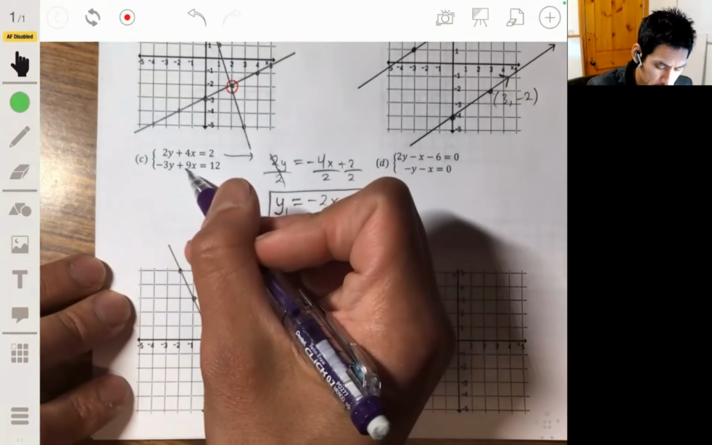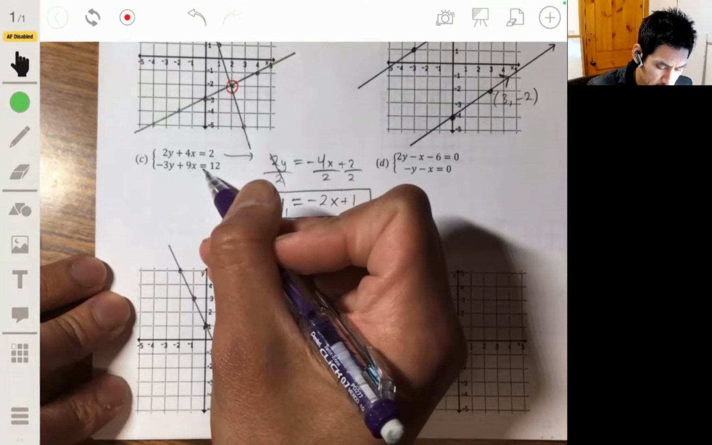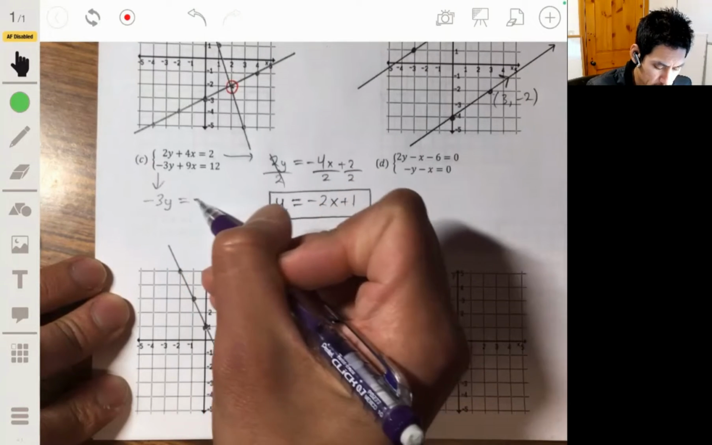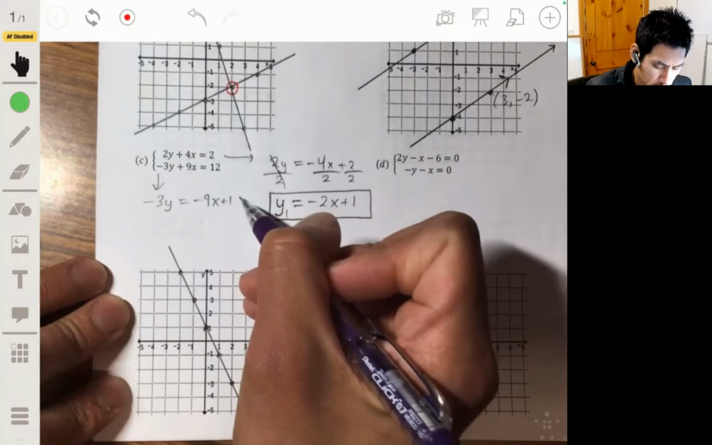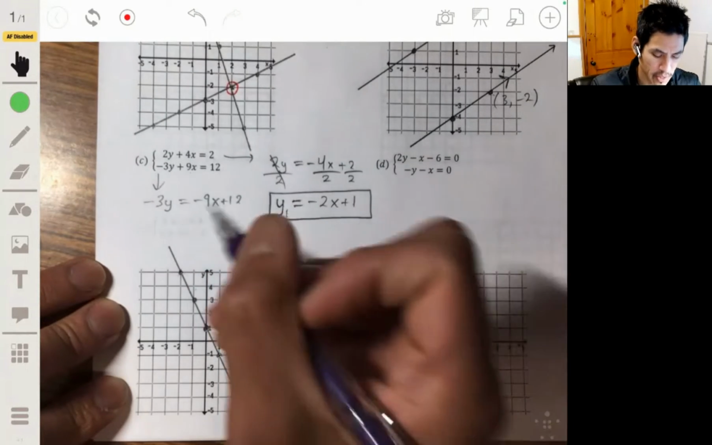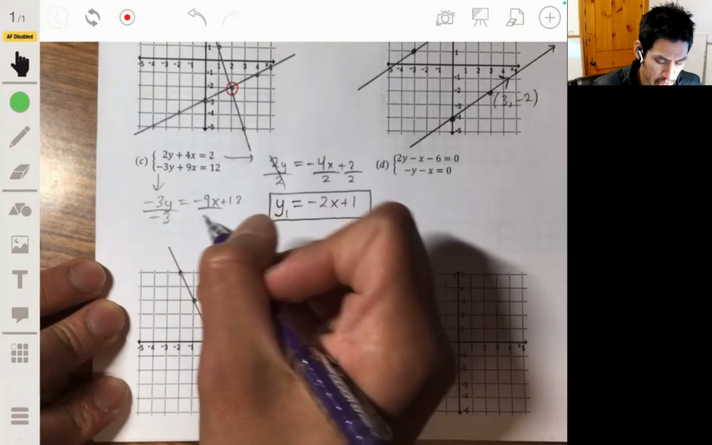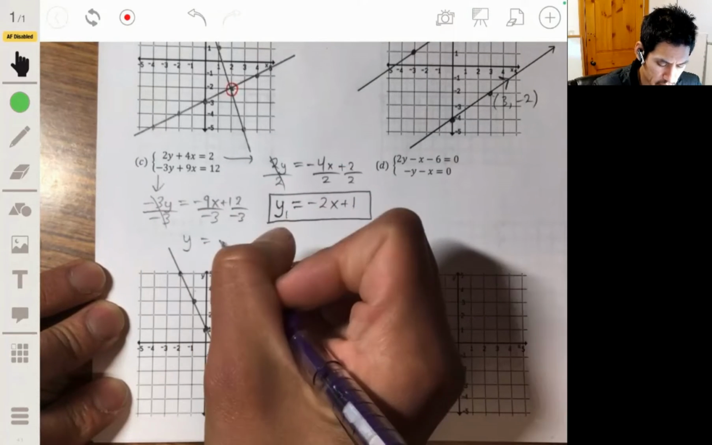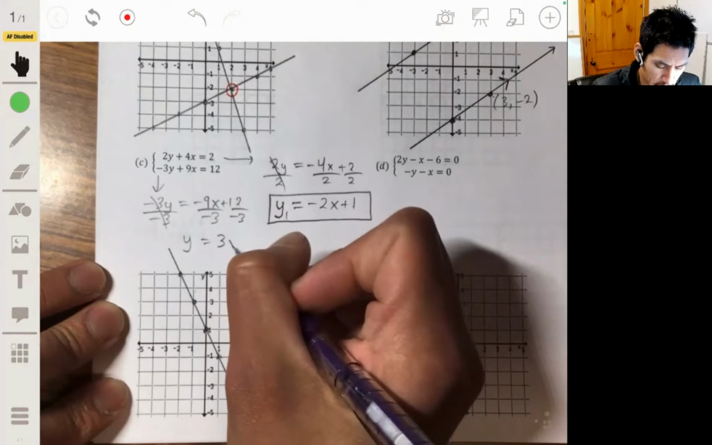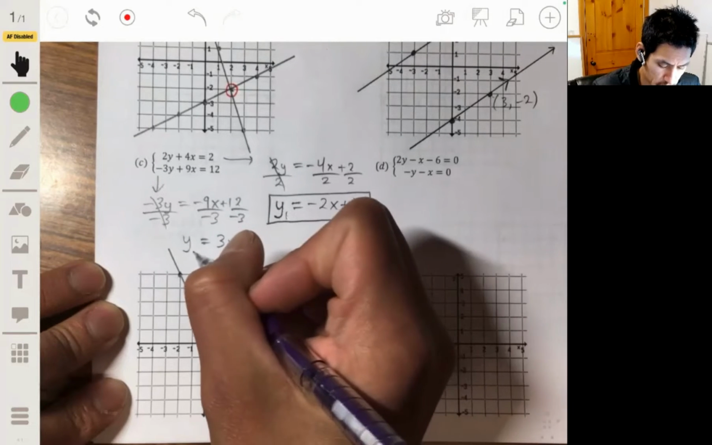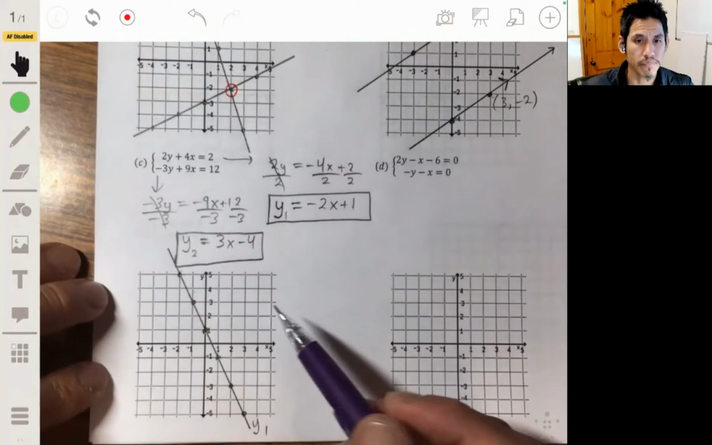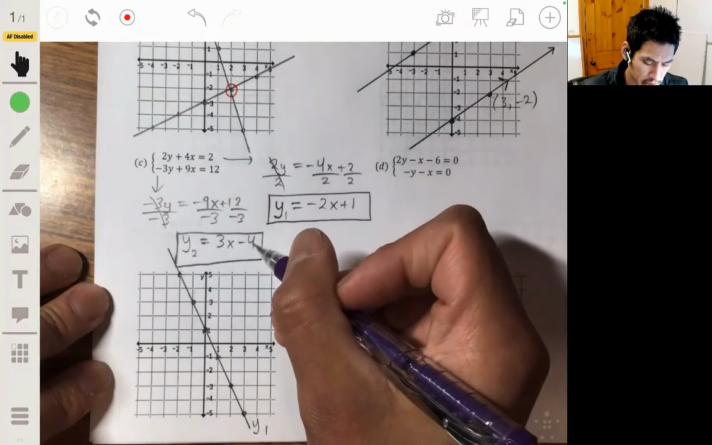All right, second equation, let's start off by taking away 9x from both sides. So we'll get -3y equals -9x plus 12. Then divide everything by -3. I'll get y is +3x minus 4. And we'll call this y2, just so it's a different name.